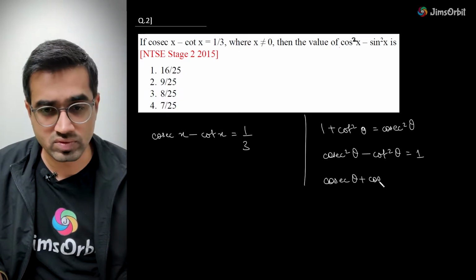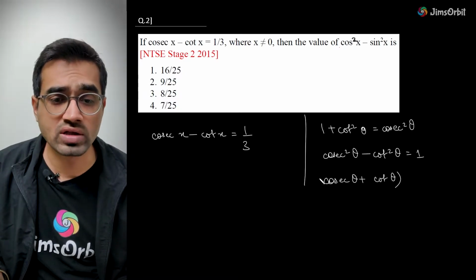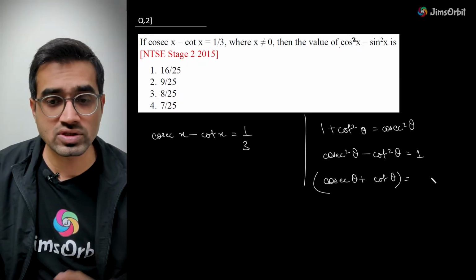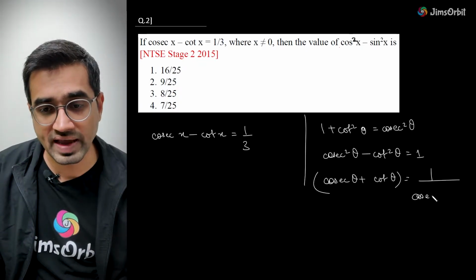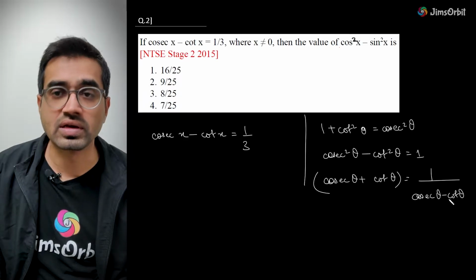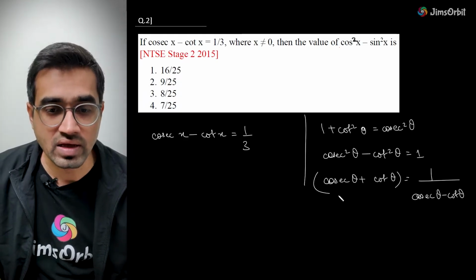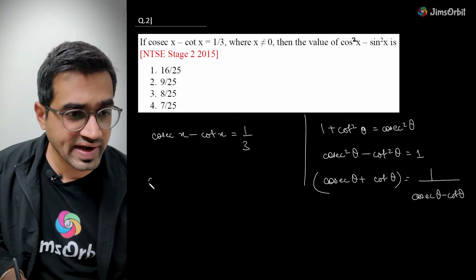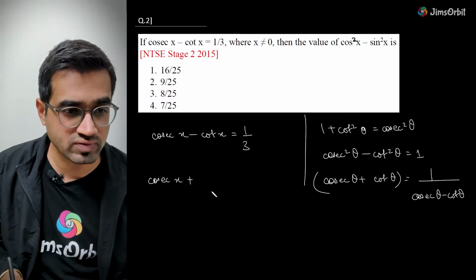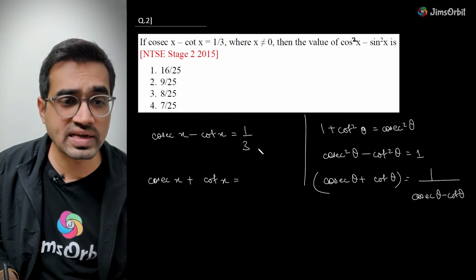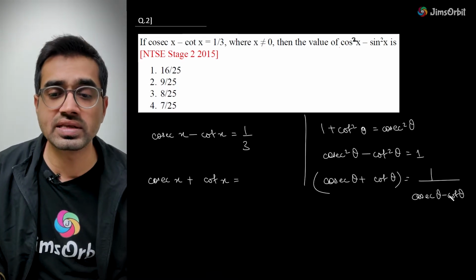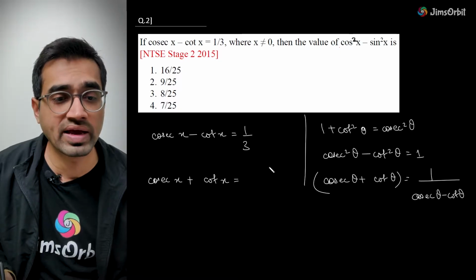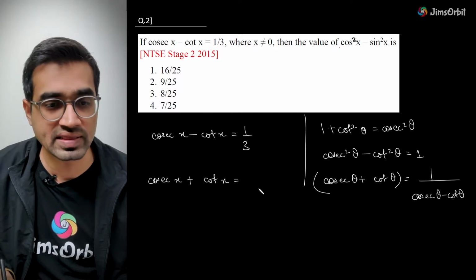So cosec theta plus cot theta times cosec theta minus cot theta should be 1. I can write this in this place, correct? I hope you understand now why. Because a plus b, a minus b is a square minus b square. So we can easily write this. We can easily write this also. The reciprocal of this value, whatever this is, is the reciprocal of this one. So what is this? 1 by 3. So the reciprocal of 1 by 3 is again 3.